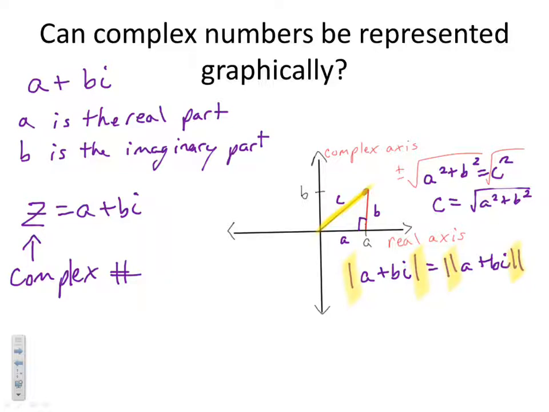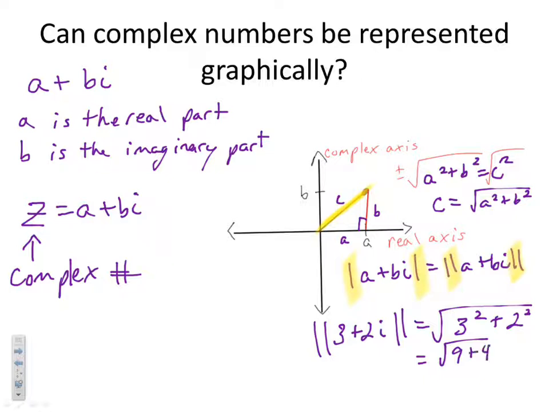So if I have the point, or the complex number, 3 plus 2i, and I want to find the magnitude, then that's going to be equal to the square root of 3 squared plus 2 squared, which is equal to the square root of 9 plus 4, which equals the square root of 13. So what's the distance from the origin to 3 plus 2i? It's square root 13.